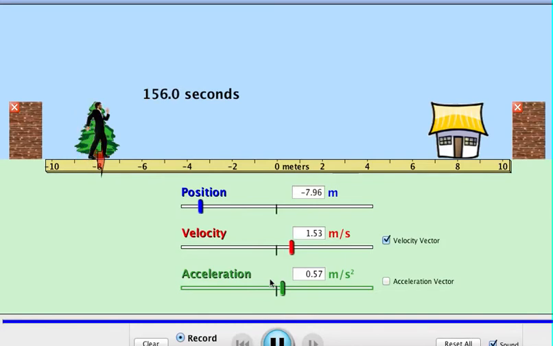These are your 6 terms that you're going to be responsible for knowing all year long. Notice position is measured in meters, as is displacement and distance. Velocity and speed are measured in meters per second. And acceleration is measured in what I like to say, meters per second per second.